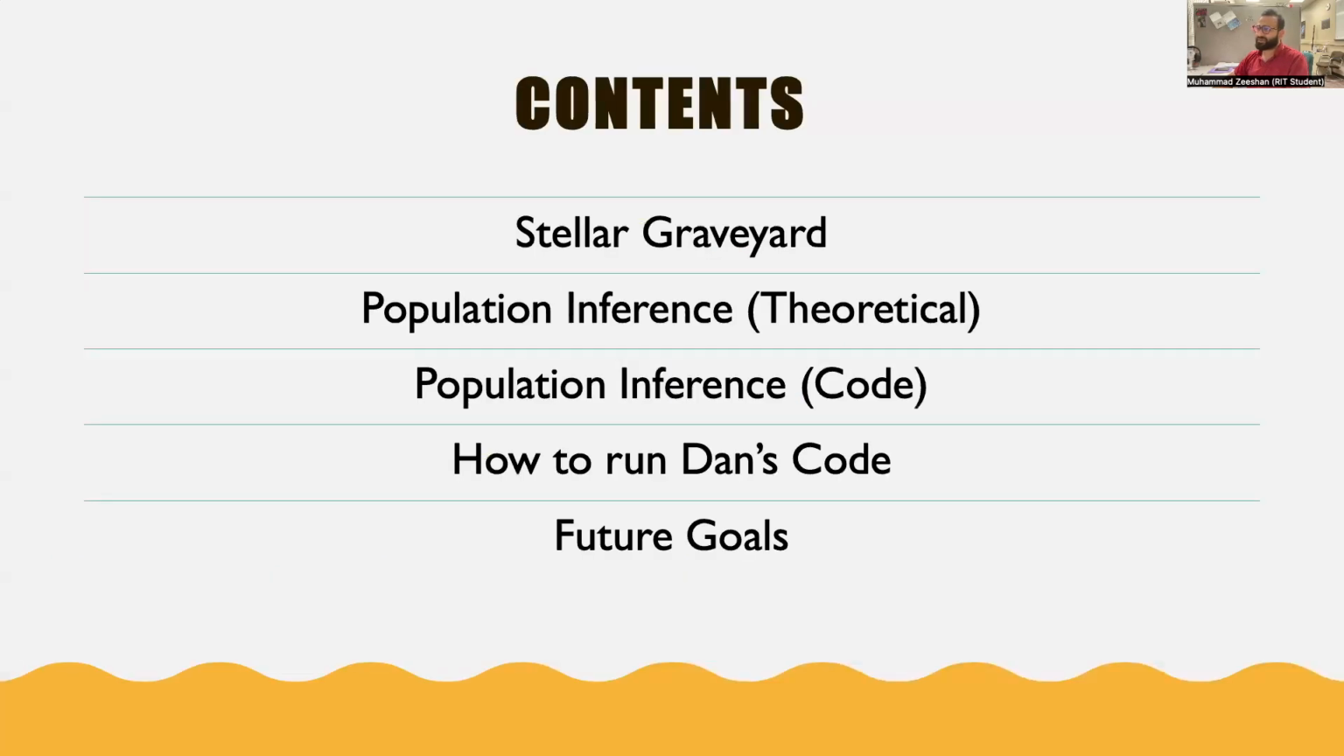I will start from the very basics, a quick review of the binary and its parameters, and then I will explain how many events we have till now, like the published O3 events, GWTC-3. Then I will explain the theoretical method of population inference, and then I will move to the coding part. I will show you how to use the code to make the inference and how you can tweak the model. You can build your own model using the DANCE code to make your own inference for your research, and then I will explain my personal future goals related to this code.